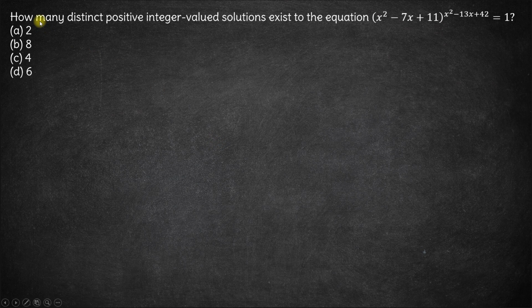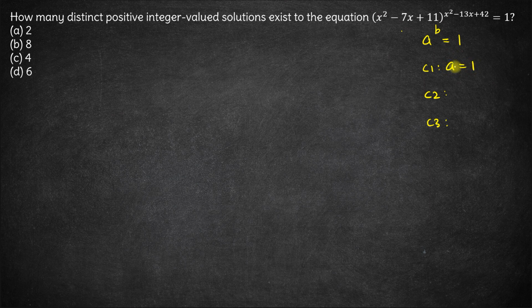Hi. How many distinct positive integer valued solutions exist such that this whole expression is 1? Now this expression that we have is of the form a to the power b is 1. When you have a base to the power which gives 1, this is possible in 3 cases. What are these 3 cases?